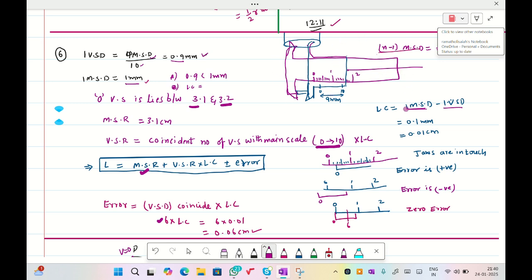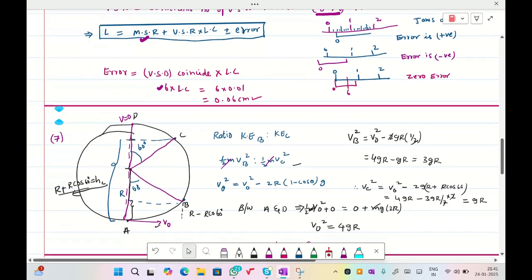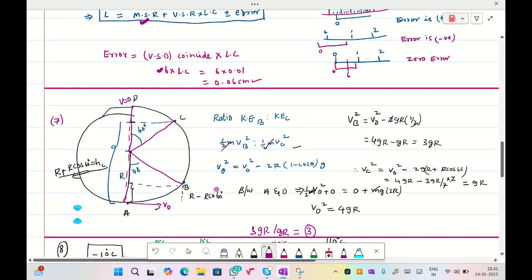Finding the least count and vernier constant means one VSD is the vernier constant, and how to find the length, the MSR, VSR and least count error. So this is about vernier calipers. Similarly screw gauge also, but screw gauge is not given. You go through the screw gauge process also.